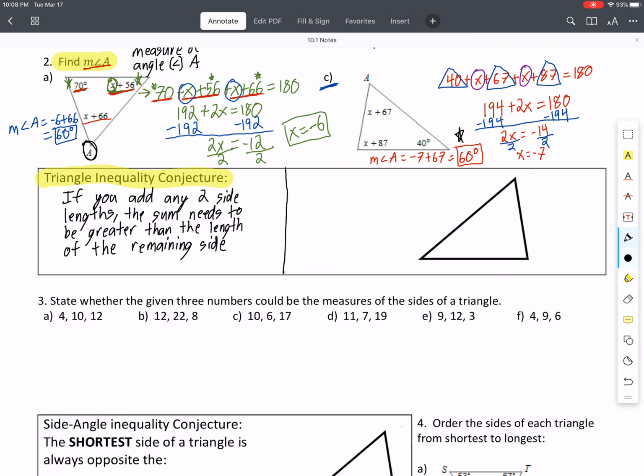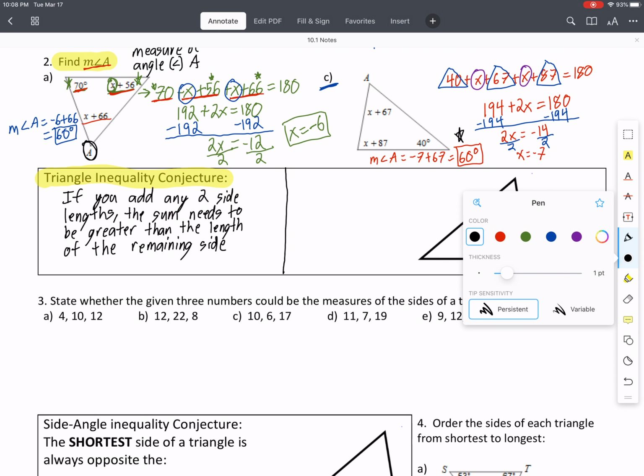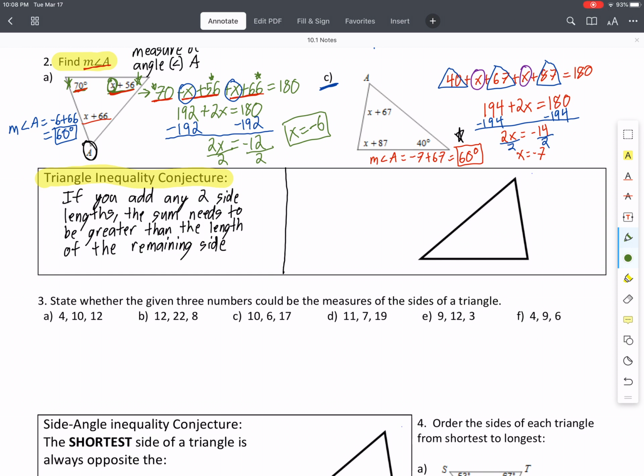Okay? So again, triangle inequality conjecture, if you add any two side lengths, the sum needs to be greater than the length of the remaining side. So let's look at this triangle here, and let's just stick with our letters. If we call this A, B, and C, those are the lengths of those sides. So what the triangle inequality conjecture is saying is if we take side A and add it to B, that result needs to be greater than C. Or if we take A and add C, that result needs to be greater than B. And then lastly, if we take B and add C, then that result needs to be greater than A.